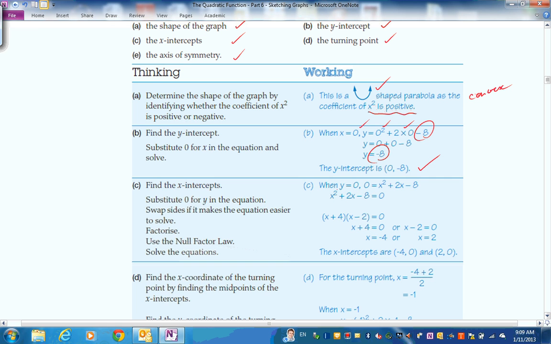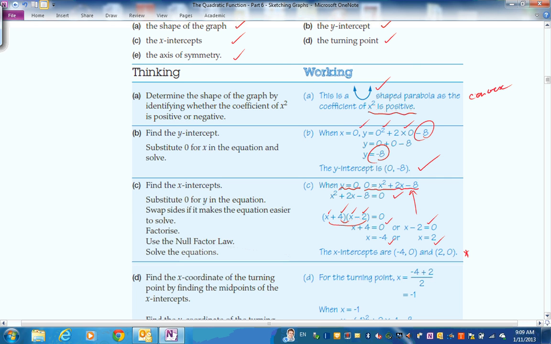Finding the x-intercept. We've done a lot of this. Put y as 0. There it is. I will use the null factor law. So we need to factorise it. x by x is x squared. Plus 4 by -2 is -8. And it ends up with a plus 2x term. We've got to do a bit of trial and error there. Then by the null factor law, the first factor is 0 or the second is 0. Therefore x is -4 or x is 2.